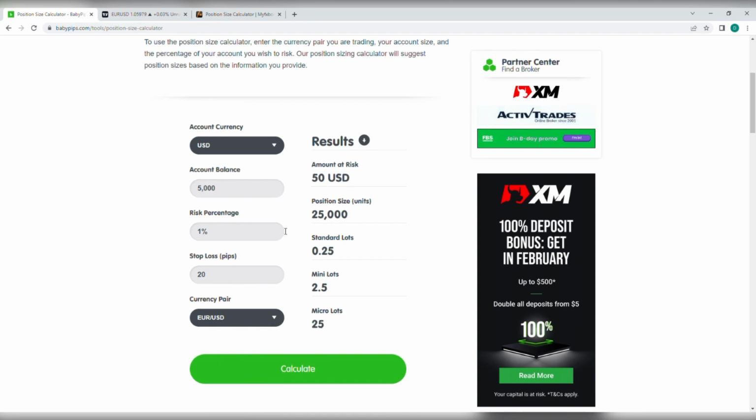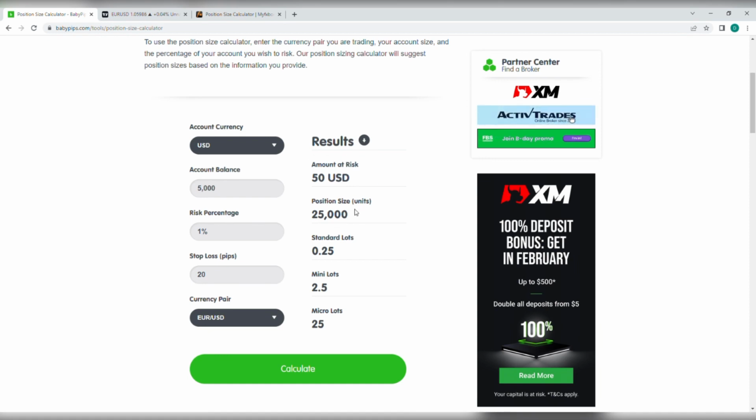So for me, risking 1% per trade, I have $50 at risk. Using a 20 pip stop loss, I'll be using 0.25 lots open per position on any given trade to risk 1%. So if I am to lose on that trade and the 20 pip stop loss gets hit, then I'll be risking 1%, which is a $50 loss.